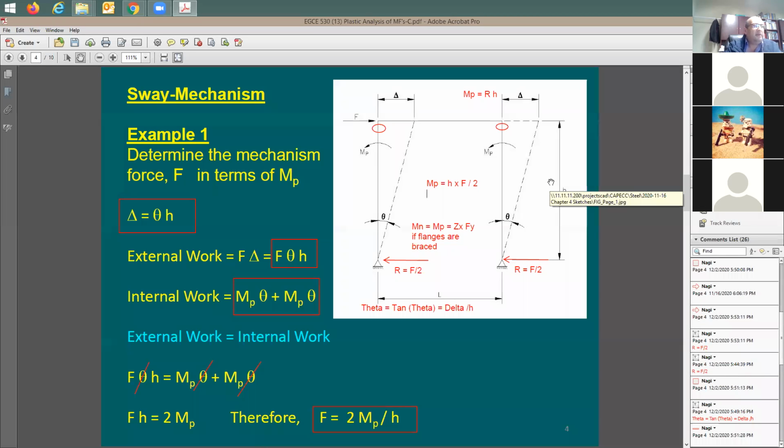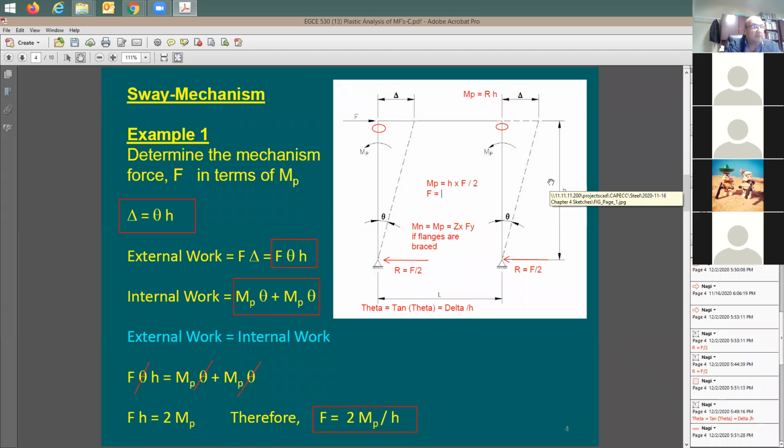Okay. All right. Therefore, out of this simple equation from structure analysis, F is equal to what? It's going to be equal to MP times 2 divided by H. It's going to be 2 MP divided by H. Same equation. So you can reach the same conclusion with the structure analysis method as with the energy method, just because I have a determinate structure and the structure was really simple.